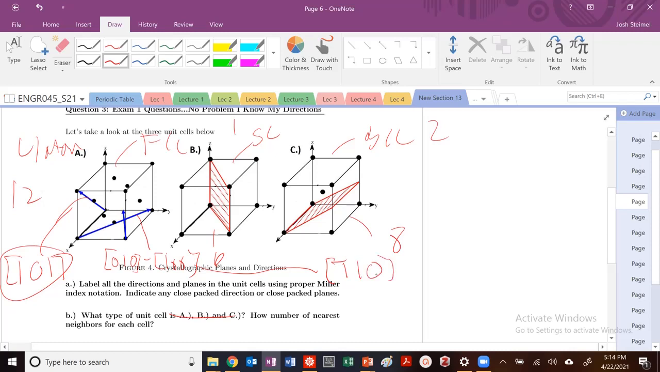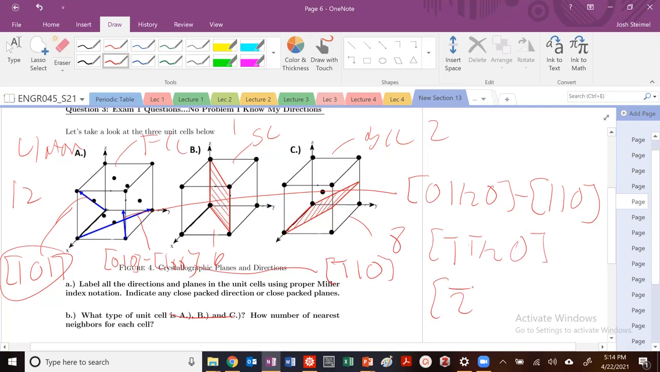And we'll go ahead and finish off this last one. So I'm going to say here that my finishing point is going to be 0, 1/2, 0. And then I'm going to subtract basically 1, 1, 0. So this is going to end up being [1̄, -1/2, 0]. Then I'm going to multiply that out, so [2̄, 1̄, 0].